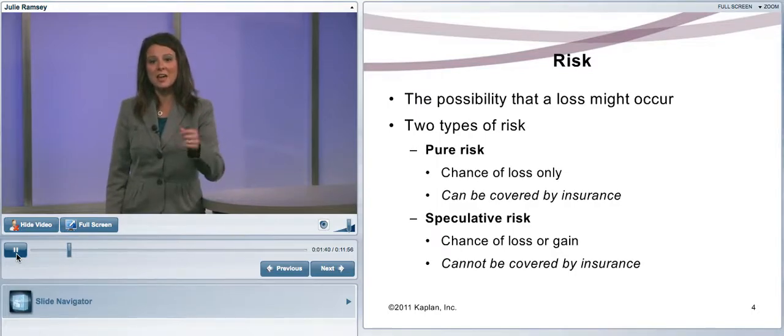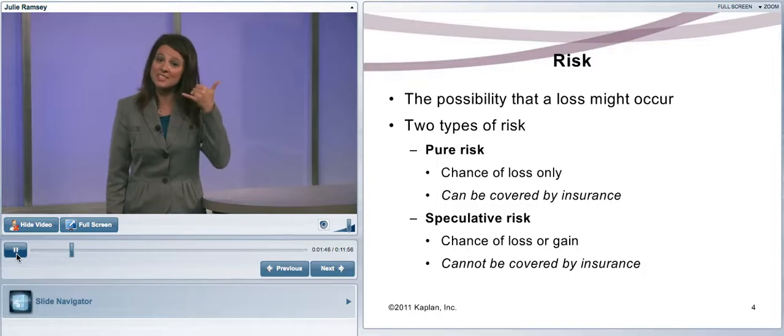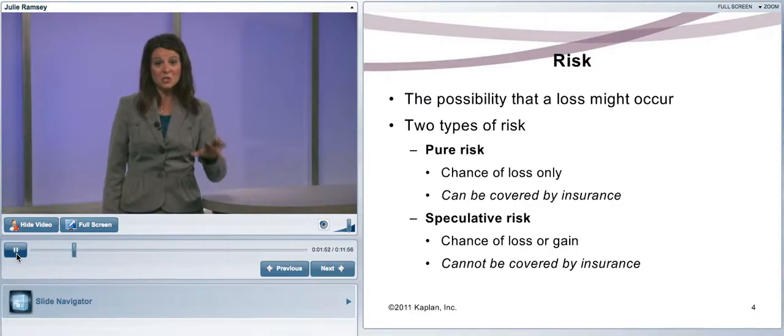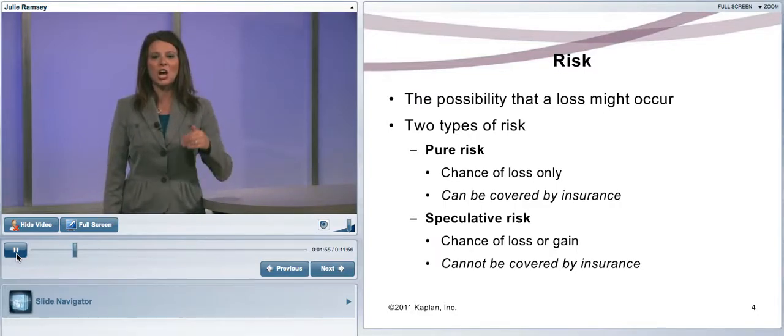Let's say that you and I make a trip and we decide to go gambling, right? We go to the riverboat and we call an insurance company and we say, hey, would you insure us just in case we lose money? The insurance company is going to say, no, you could lose money while you're gambling, but you could also gain. The insurance company will not insure a speculative risk.